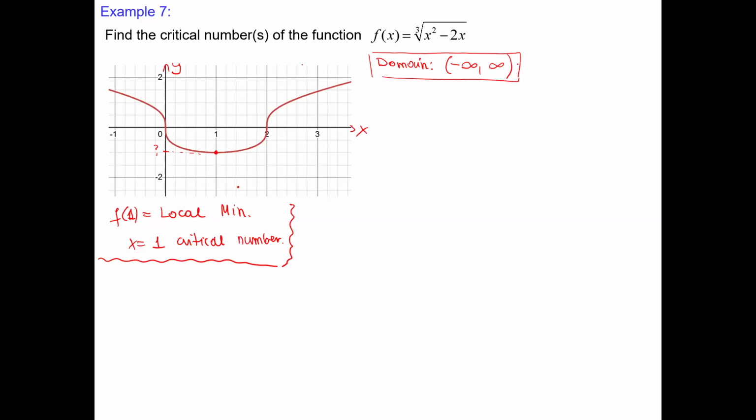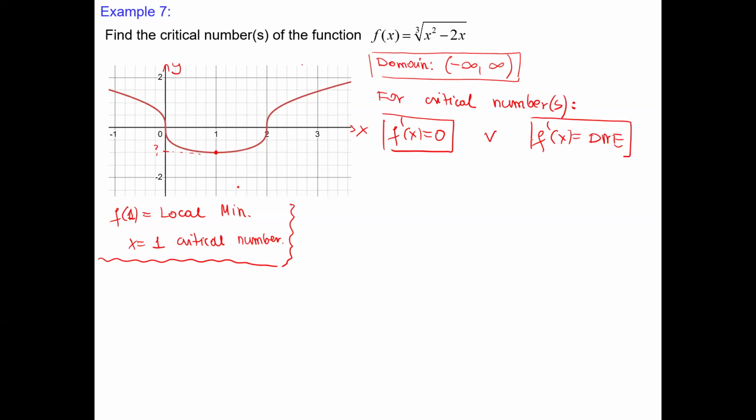All of the numbers are in the domain, so all of them can be considered as a critical number. And we remember that for a critical number, possibly, we have to check the derivative. The derivative must be 0, horizontal tangent, or the derivative is undefined. That means let's find the derivative.